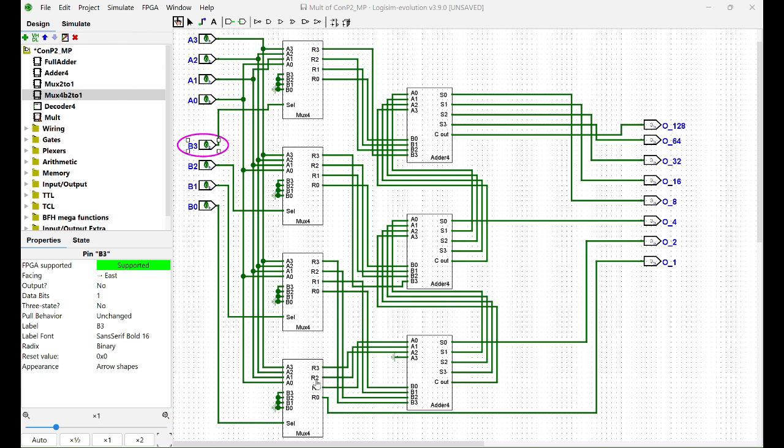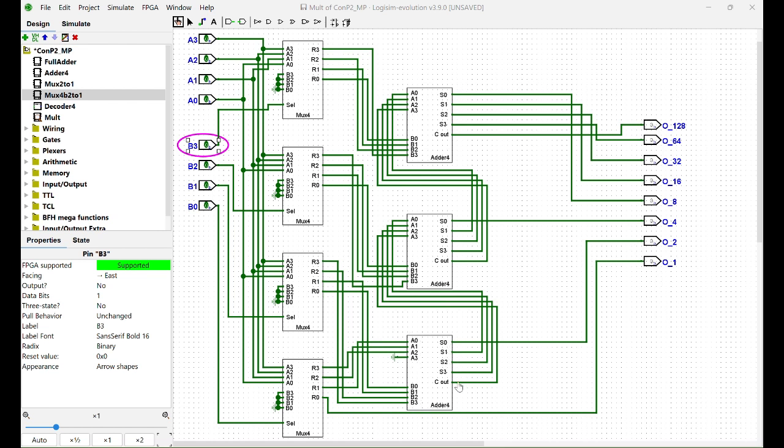So we have R3 going into A2. A3 gets a grounded because it needs to always be a 0. And then they step down from there. R1 goes into A0. And then from our second one, those go into our B's here. So R0 goes into B0, R1 goes into B1, and so on and so forth.